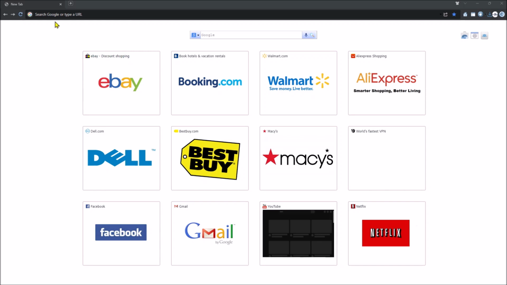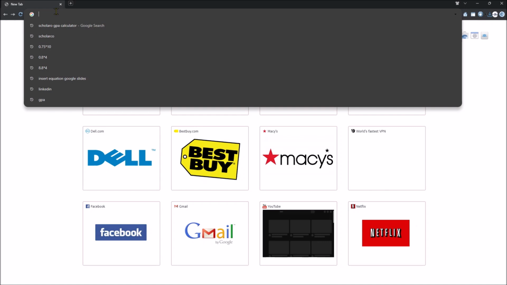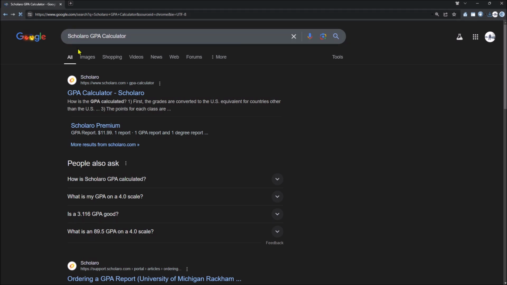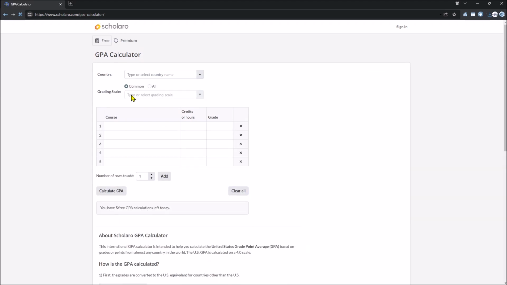The first method that I'll be talking about is going to a Scholaro GPA calculator. Type it in Google, then click on the first link, which is GPA Calculator Scholaro. I'm mentioning this tool because it is free and it is also recognized internationally. It provides the mechanism to convert the grading point averages from one country to the international level.